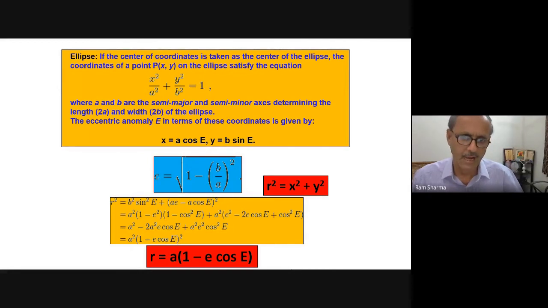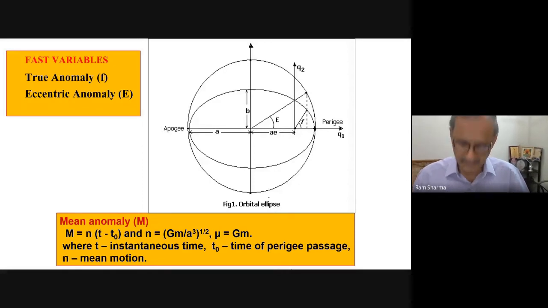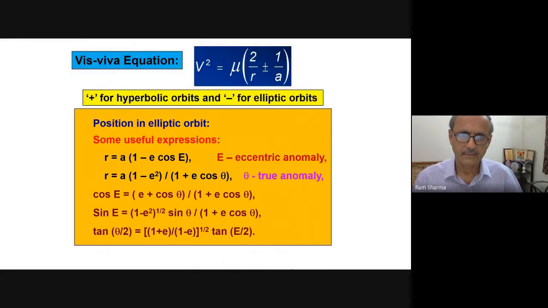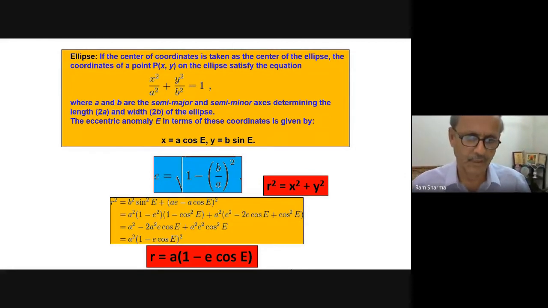So we have two relations for R. In terms of eccentric anomaly, we have R is equal to A into 1 minus E cos E, and from what we saw last time, in terms of true anomaly, A into 1 minus E square upon 1 plus E cos theta. The interesting thing here is that A and E are measured from the center, while small r is measured from the focus. But we have a relation.